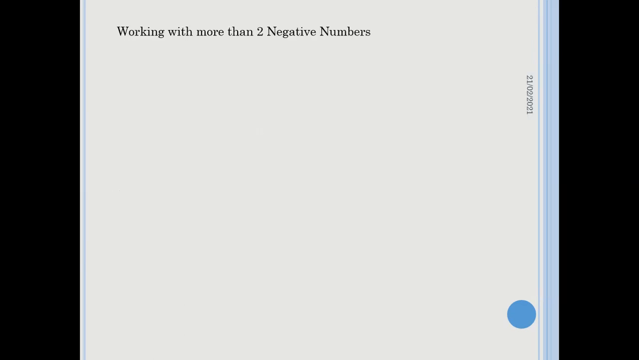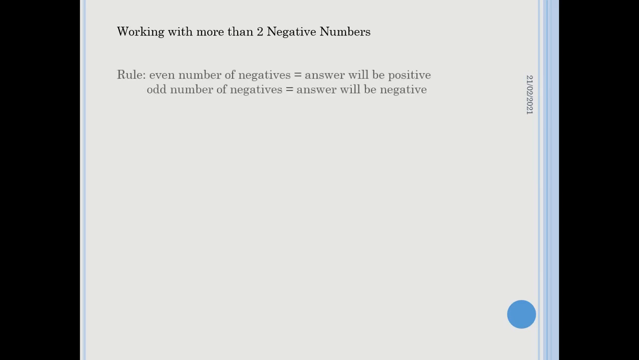So let's have a wee quick look then. What happens if we get a calculation that's got more than two negative numbers? Well, we've actually got a wee rule for that. If there's an even number of negatives, your answer will be positive. If you've got an odd number of negatives, your answer will be negative. Let's have a think about that. So let's pick a random sum.